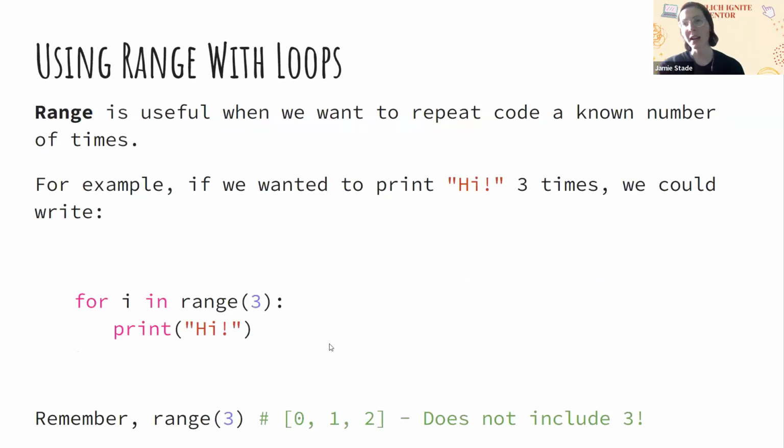Now that we know about that, range is useful when we want to repeat code a set number of times. For example, if we want to print hi 3 times, we could write something like this. If we go for I in range 3, that means it'll loop through every item in the range that contains 3 items, which means it'll go through this inner code 3 times. Once for I equals 0, then I equals 1, then I equals 2.